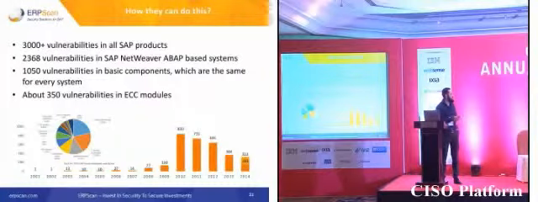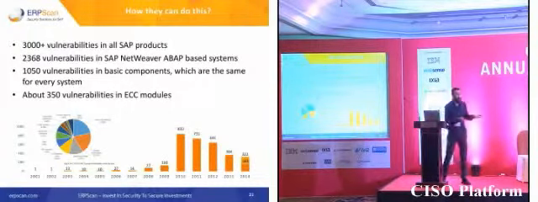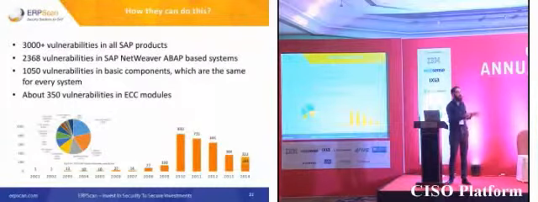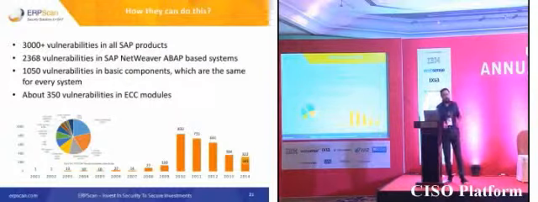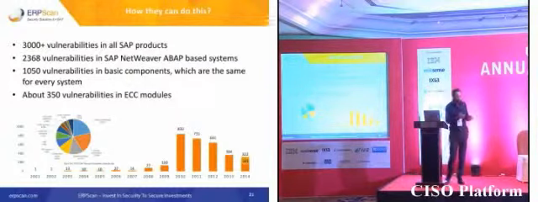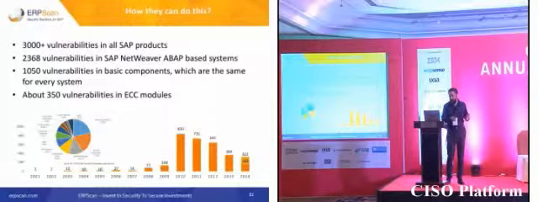Those figures are from our report, SAP Security in Figures, and you can find about 3,000 vulnerabilities in all SAP products. So about 3,000 vulnerabilities were released in SAP products. It's about 5% of the total number of vulnerabilities. If you go to CVE, the total number is about 55,000 to 60,000 vulnerabilities. So here's a lot.